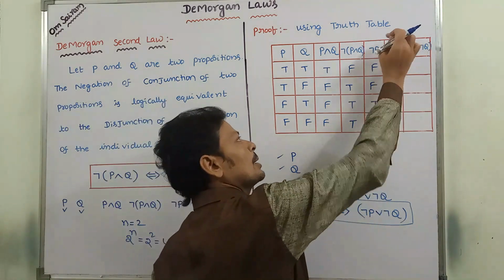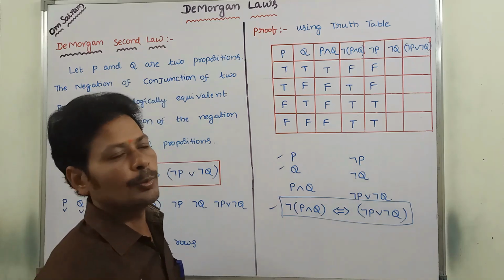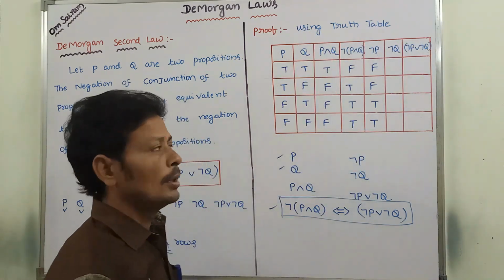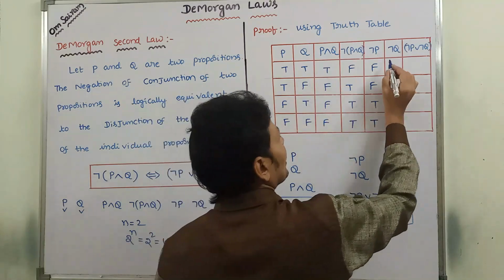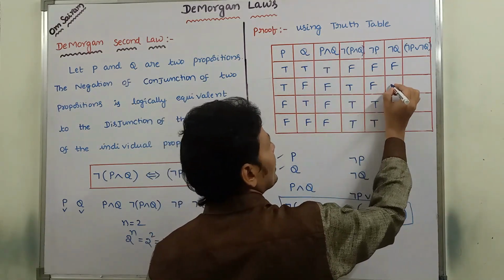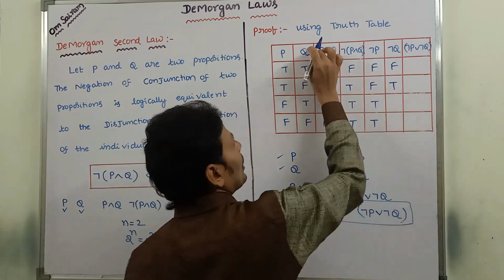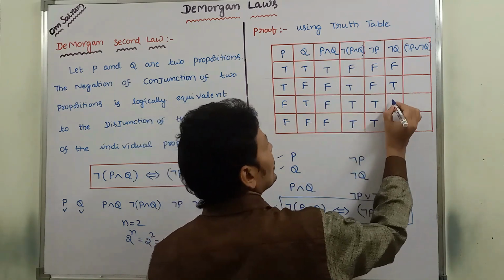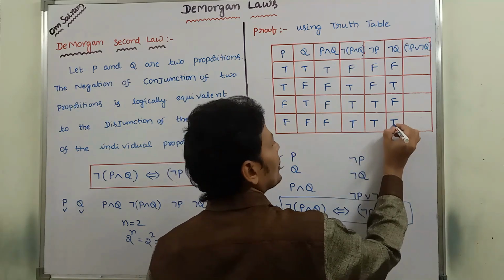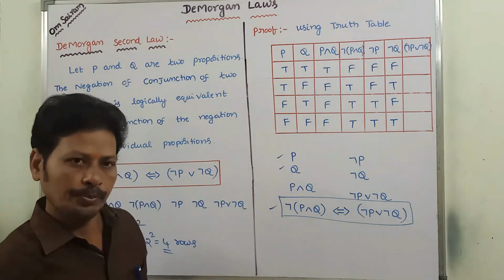Then, what is the truth value of negation Q? We have to negate the truth value of Q. Q value is true, negation Q truth value is false. Q value is false, negation Q truth value is true. Q value is true, negation Q truth value is false. Q value is false, negation Q truth value is true.